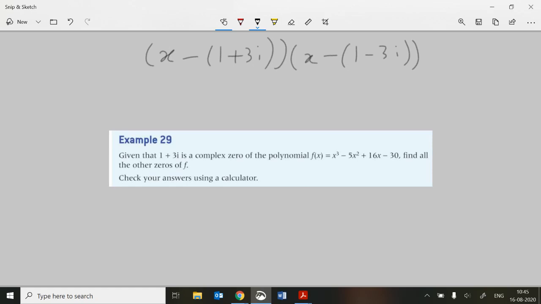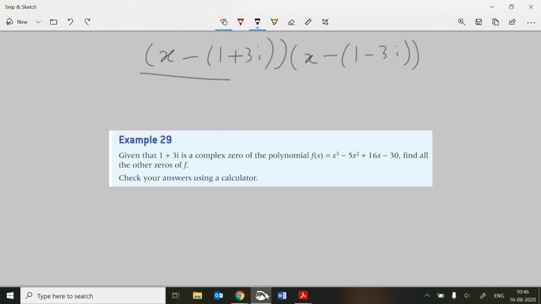Now, what have I done there? I've said, okay, they're saying that this is a complex zero. So that's saying, for example, omega 1 is equal to 1 plus 3i. And remember, the format of our factorized polynomial is going to be x minus omega 1, and then x take away the next one, and so on. So we've simply done x minus this thing here.